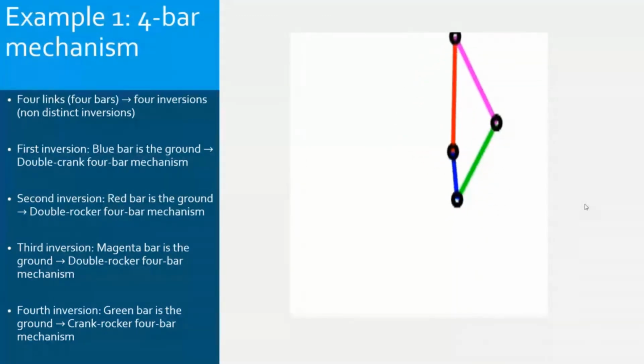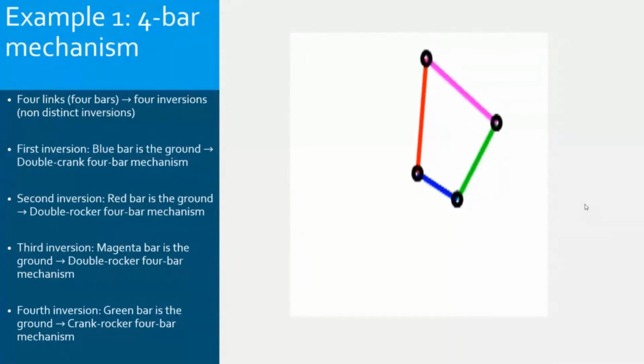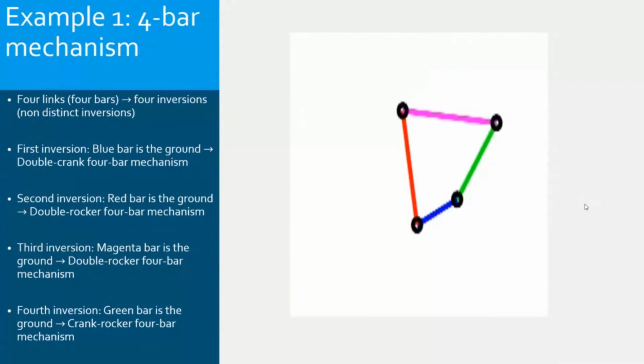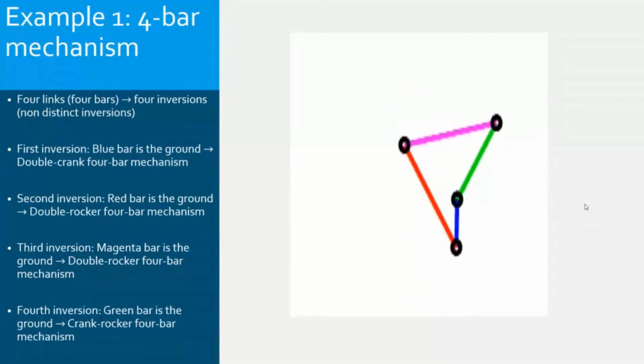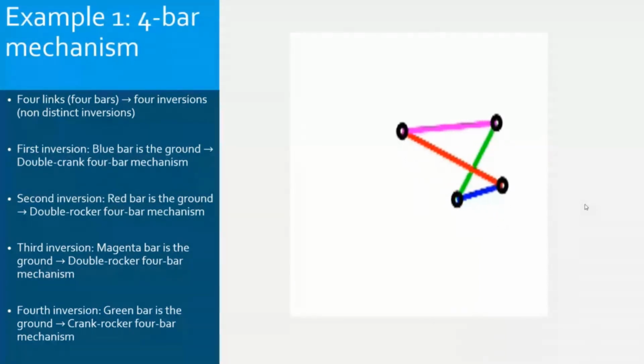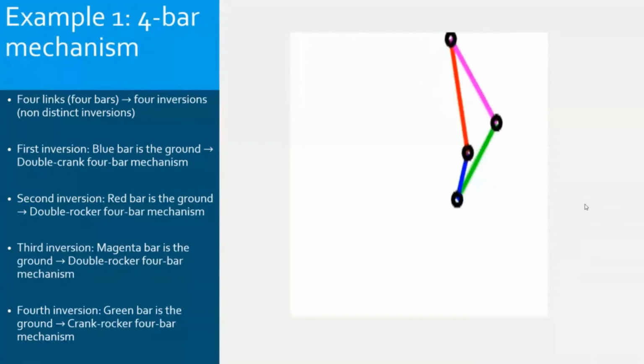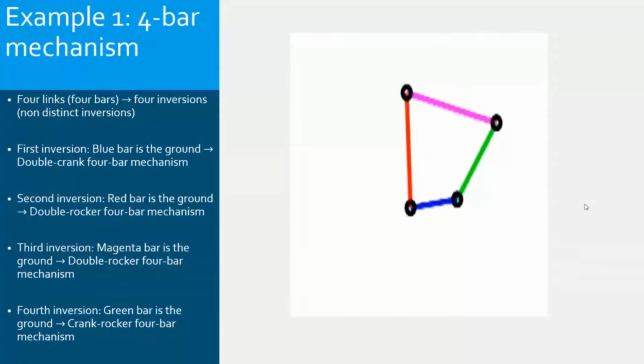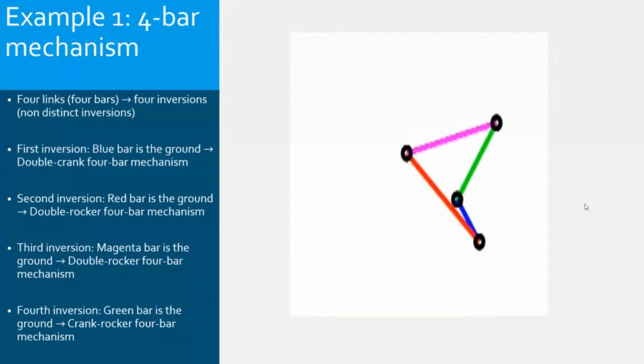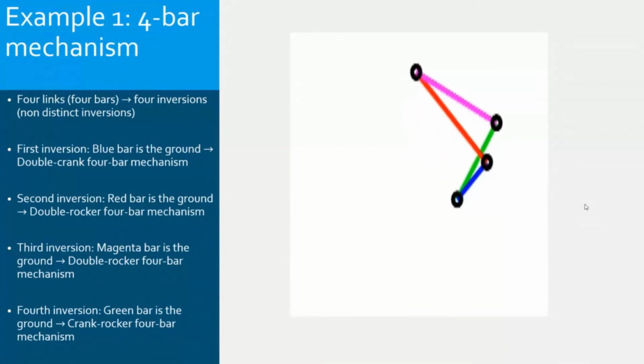So here we are analyzing the inversions of a 4-bar mechanism, and depending on the inversion, I can have a double crank, a double rocker, or a crank rocker mechanism. What will be the condition to have these types of motion? This is tightly linked to the length of links, and this will be studied later with the Grashof's law, which will be the part D.